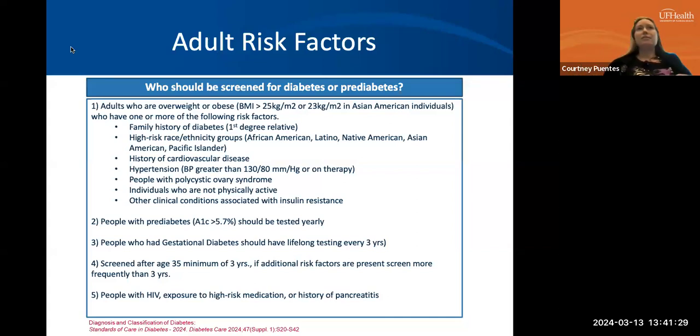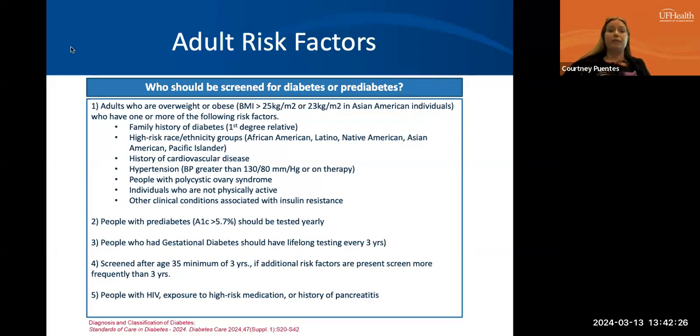So risk factors, and this is straight from the standards of care for diabetes: adults who are overweight, and overweight is classified as a BMI greater than 25, or for Asian Americans a BMI greater than 23, who have additional risk factors, such as a family history of a first-degree relative. Certain ethnic groups are at higher risk too, which would be African American, Latino, Native American, Pacific Islanders. Any history of cardiovascular disease, hypertension, individuals with polycystic ovarian syndrome, anybody who has any other disease process or issue that might contribute to insulin resistance, and people who are not physically active, okay?